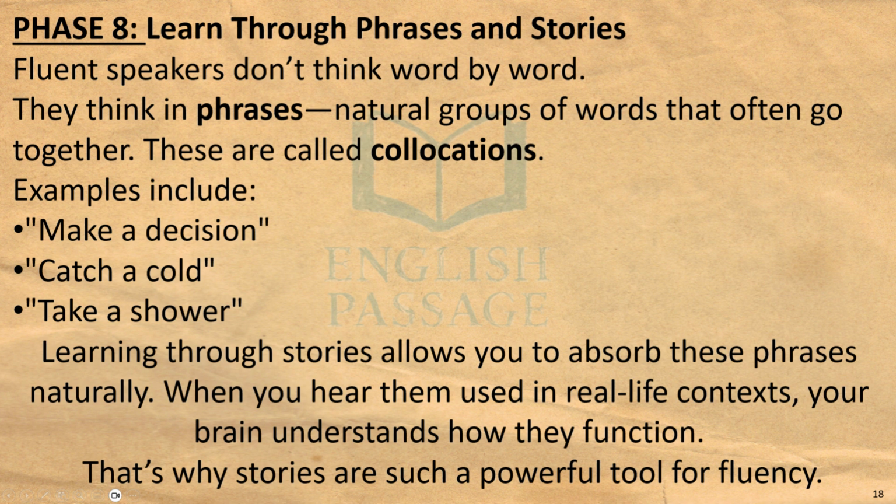Phase 8. Learn through phrases and stories. Fluent speakers don't think word by word. They think in phrases, natural groups of words that often go together. These are called collocations. Examples include make a decision, catch a cold, take a shower. Learning through stories allows you to absorb these phrases naturally. When you hear them used in real-life contexts, your brain understands how they function. That's why stories are such a powerful tool for fluency.